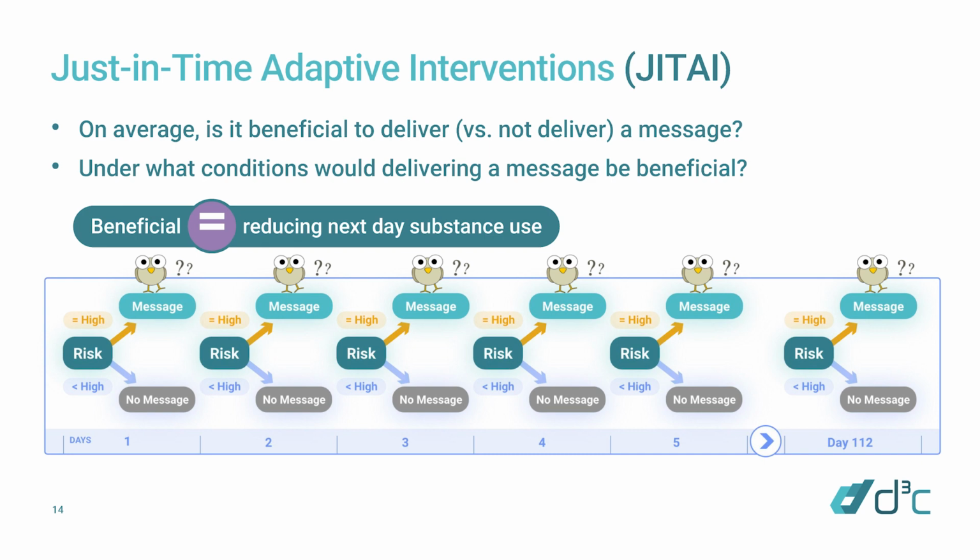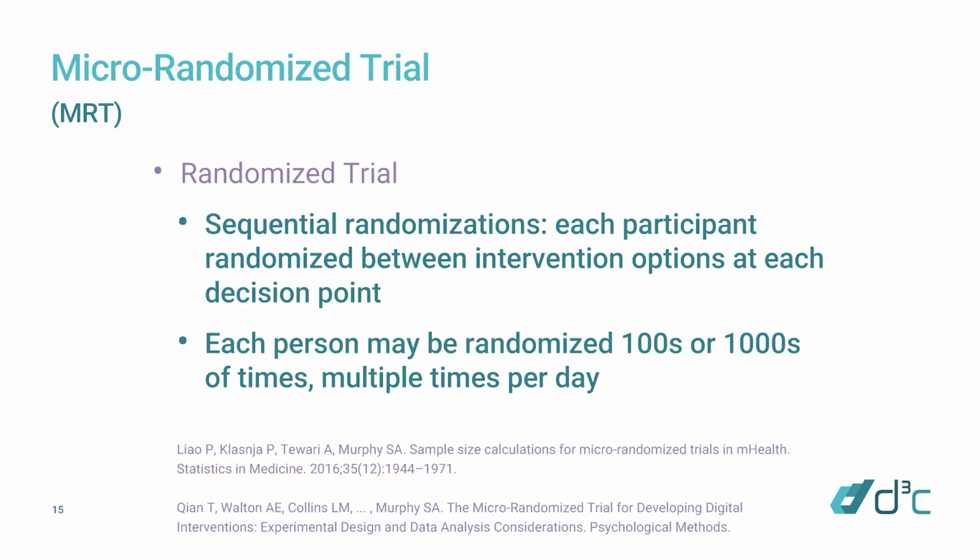This is where the micro-randomized trial can be useful. The MRT, just like the SMART, is a randomized trial that includes sequential randomizations. But in the MRT, the sequential randomizations happen on a much faster timescale.